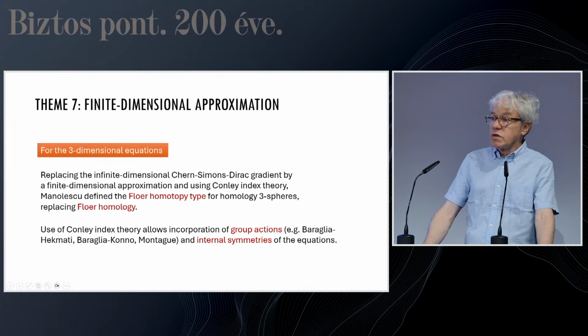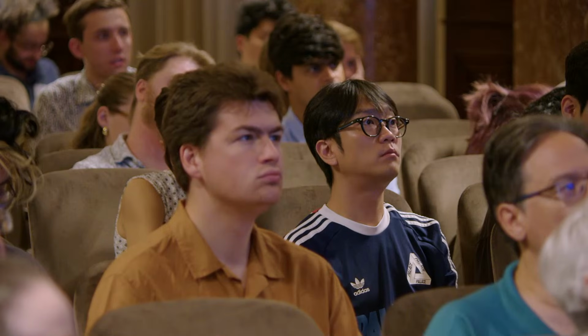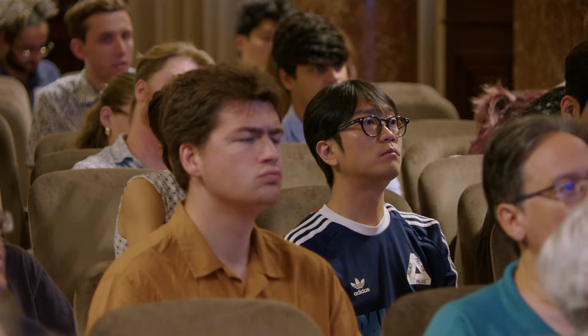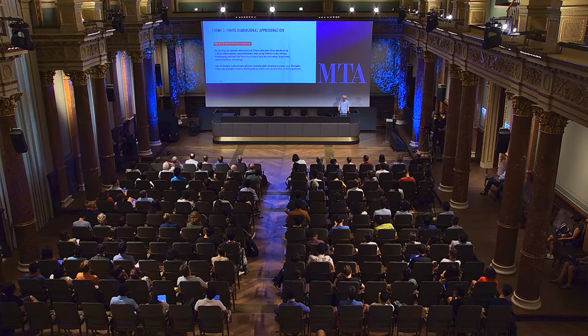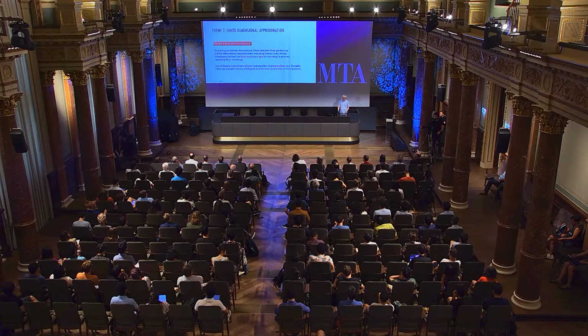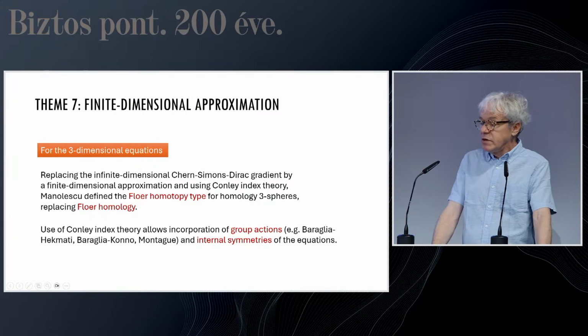Finite dimensional approximation was also relevant in the three-dimensional setting. Again, replacing this infinite dimensional gradient flow by a finite dimensional one. Chen and Manolescu defined the Floer homotopy type for homology 3-spheres, replacing Floer homology via Conley index theory. Conley index theory is a much more flexible tool than Morse theory, and it eased the study of group actions on 3-manifolds. That's a sort of external symmetry, and also incorporating the internal symmetries of the equations themselves.